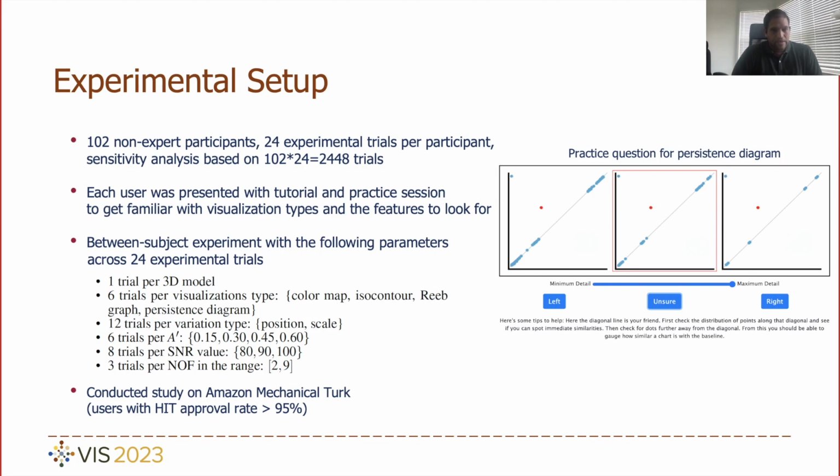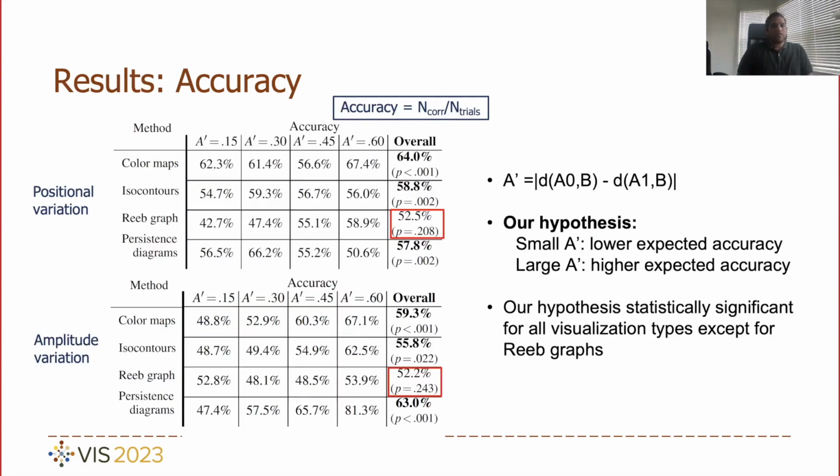We conducted a between subject experiment with the following parameter distribution, where we assign 6 trials per visualization type, then 12 trials per variation type, and so on. Finally, we conducted the study on Amazon Mechanical Turk for users with hit approval rate greater than 95% for higher reliability of results. Now, first I'll present the accuracy result.